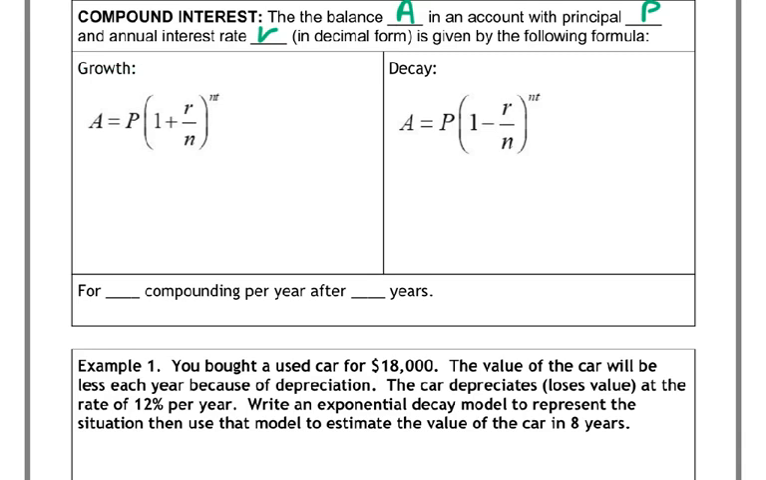presented here with A, and decay is with subtraction. Also, as you see, in the exponents we have n, which is how many times per year the interest is compounded after t years. With growth, your money would be increasing. Basically, you are getting the money, and with decay, this is where you are paying someone, or something is decreasing.